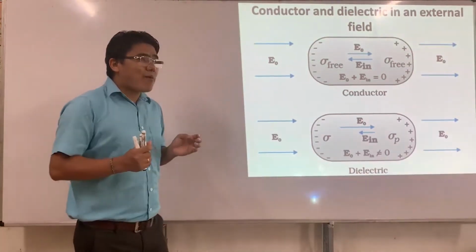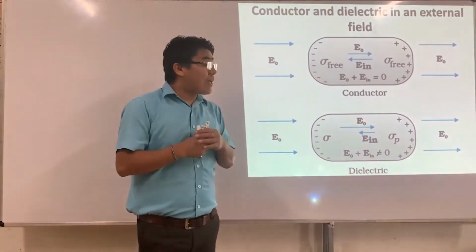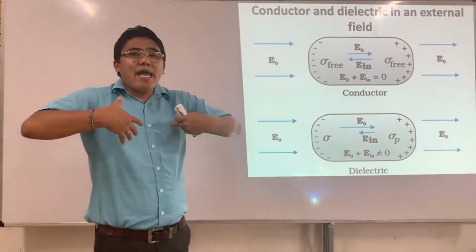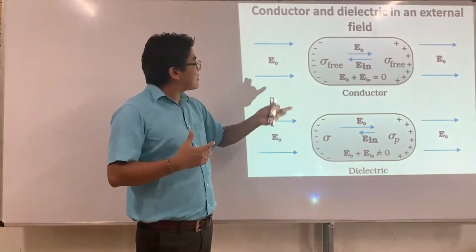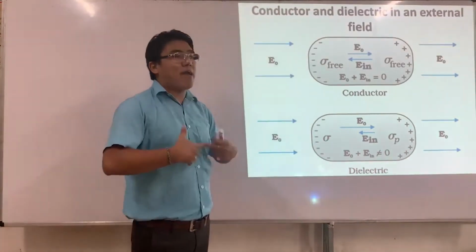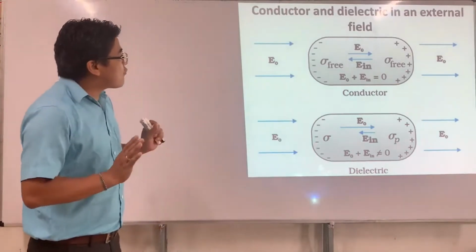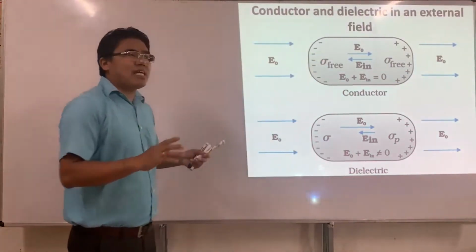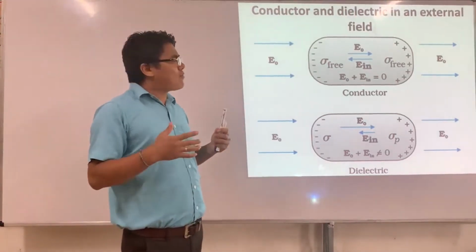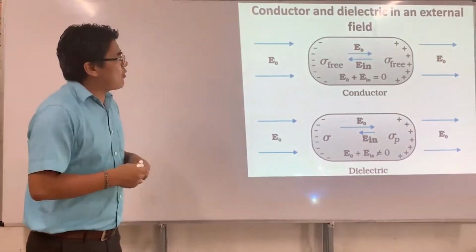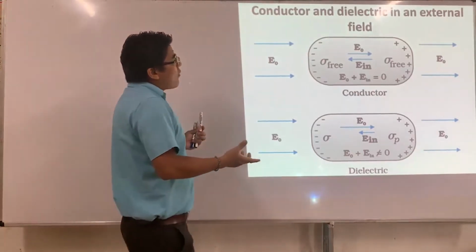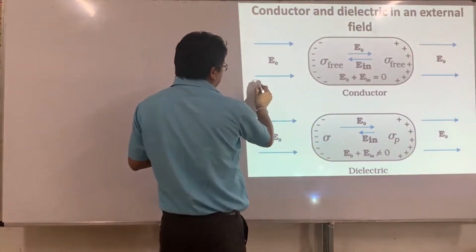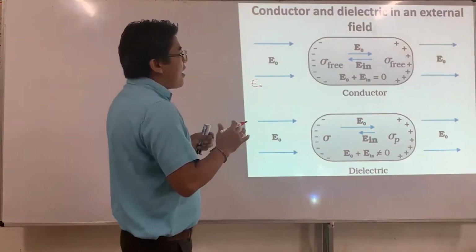Now I would like to find the differences between a dielectric and a conductor by applying electric fields. So first, this is a conductor. Let's say this is a conductor which has an infinite number of free charge carriers. You have learned this in the lower class. Now, if I apply an external electric field, this E naught is the external electric field.